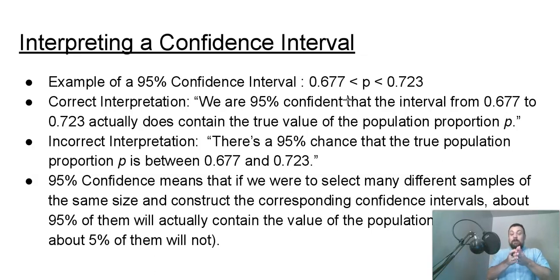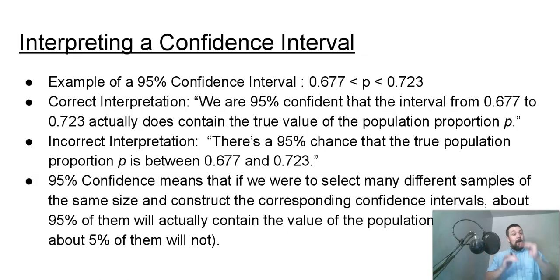If you say there's a 95% chance that the number's between these two, you're saying that the number changes, and 95% of the time it's between 0.677 and 0.723, and 5% of the time it's not between those two numbers. And that is incorrect. It's either between the two numbers or it's not. It's a yes or no. It's not 95% of the time it is, and 5% of the time it's not. So you don't want to say the second thing.